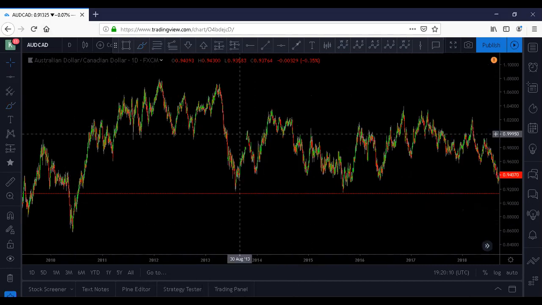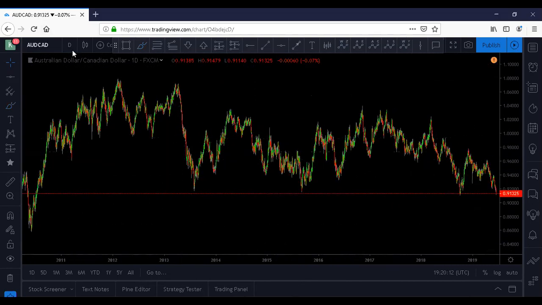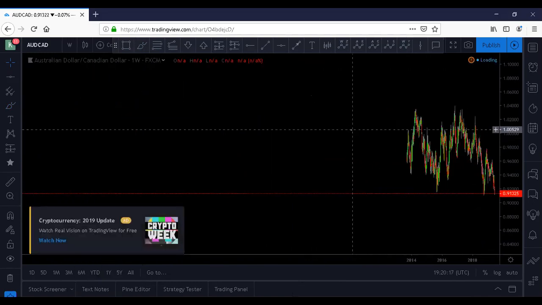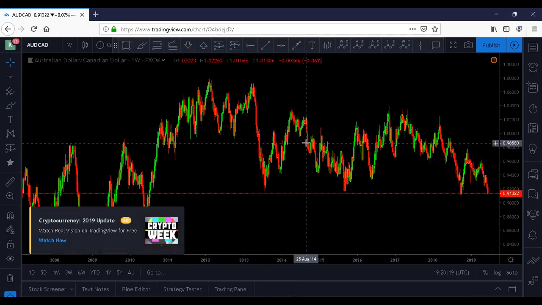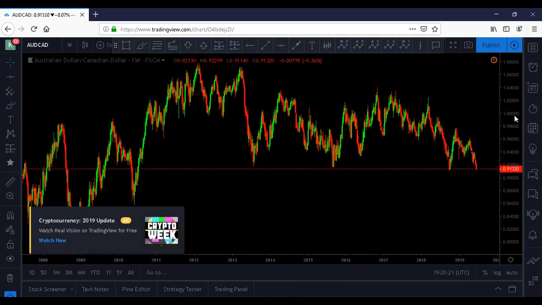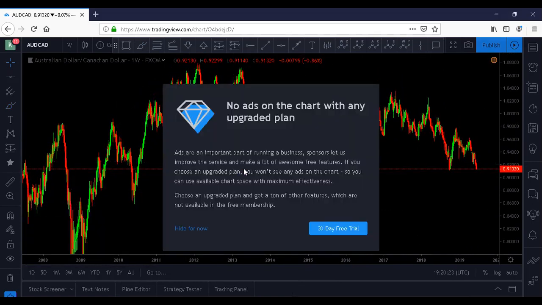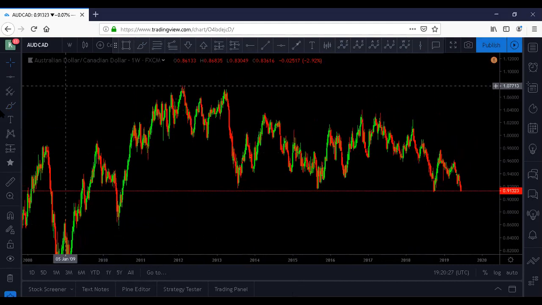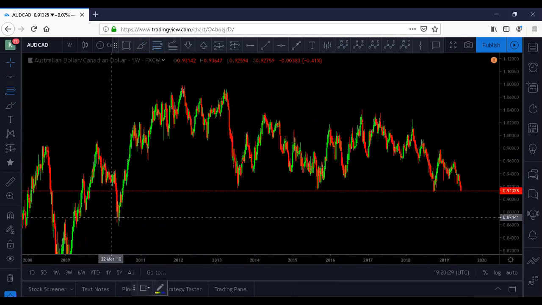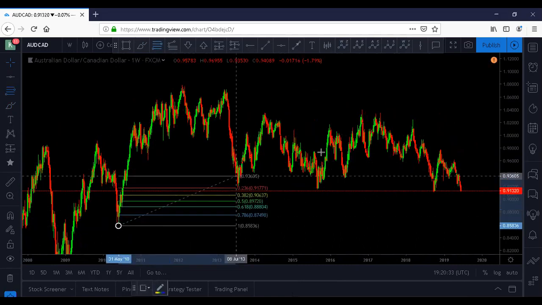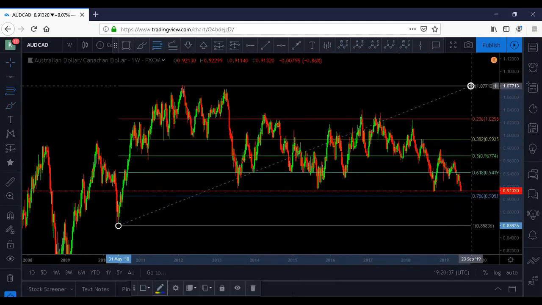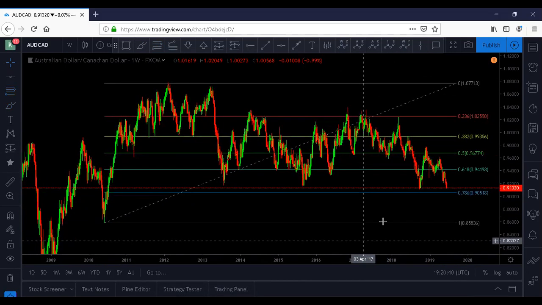Okay, this is the AUDCAD daily chart. Let me put in the weekly, so now we have our candles properly. I said I'm taking this point and that point, so you just pull your Fibonacci. It doesn't matter if you pull from top to bottom or bottom to top. You still get the same level, the same results.